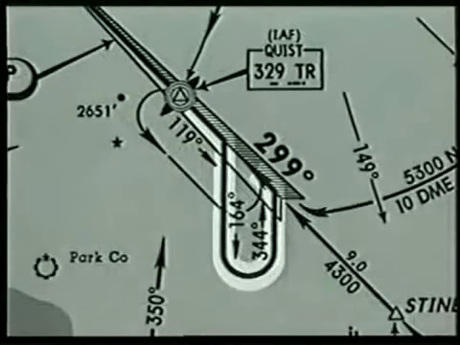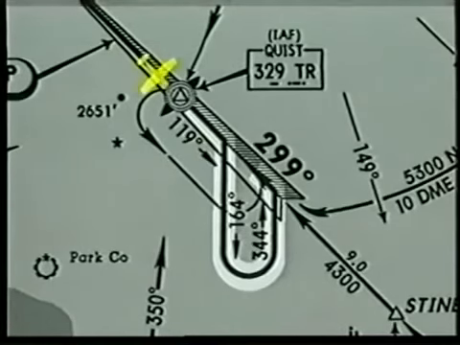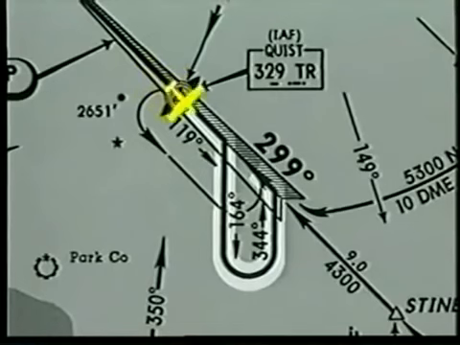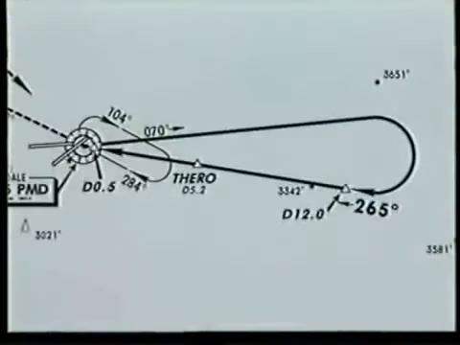If a procedure turn is authorized, it is depicted on the plan view. When this type of symbol is used, you may reverse course any way you desire as long as you stay within protected airspace. You must also stay at or above the minimum altitudes and within the distances shown on the profile view. However, some course reversals are not optional.